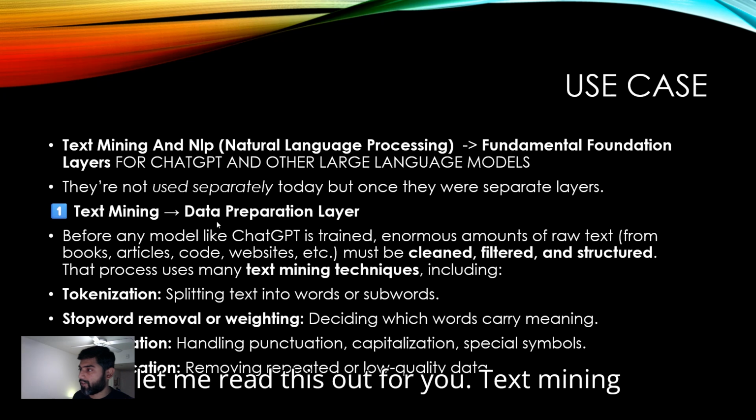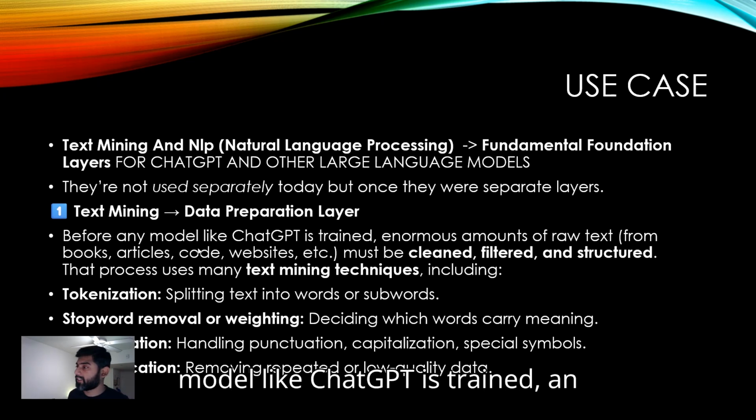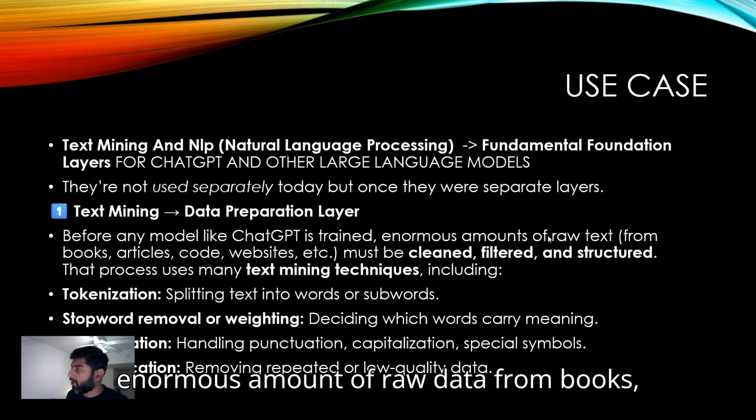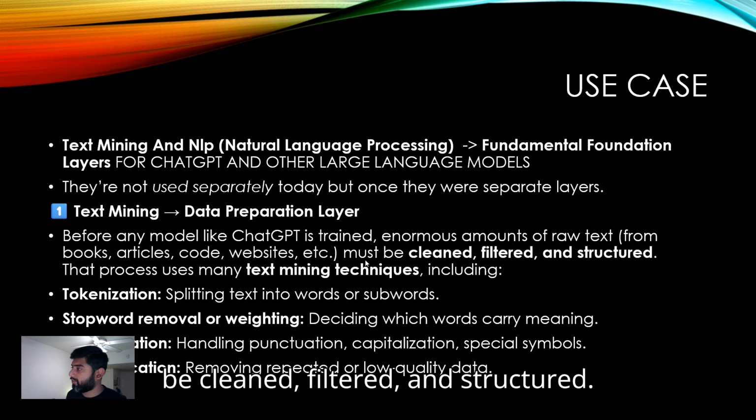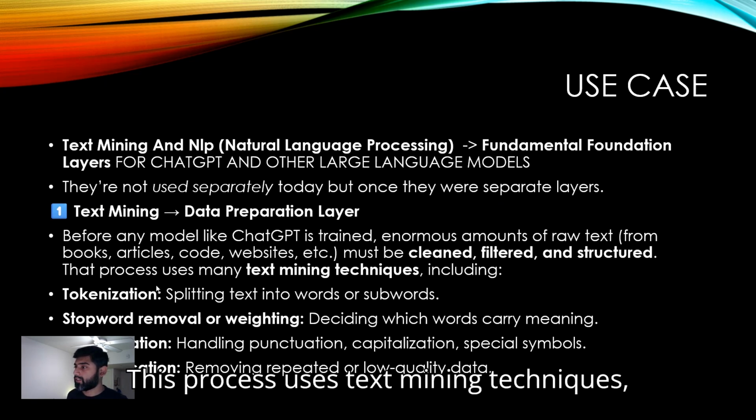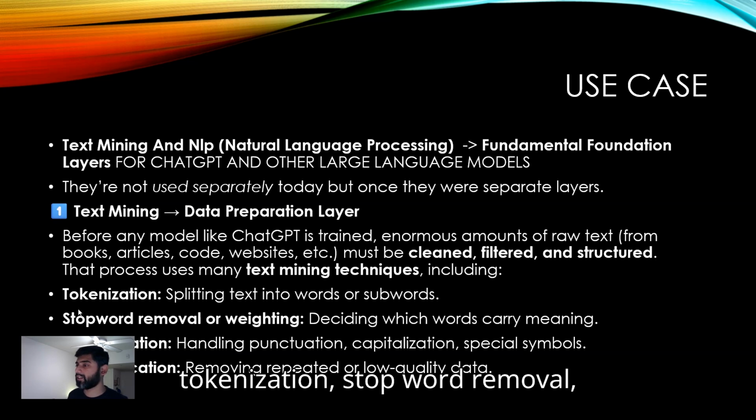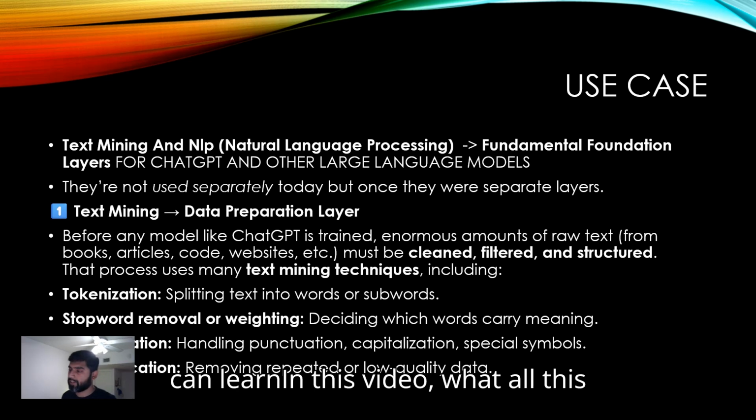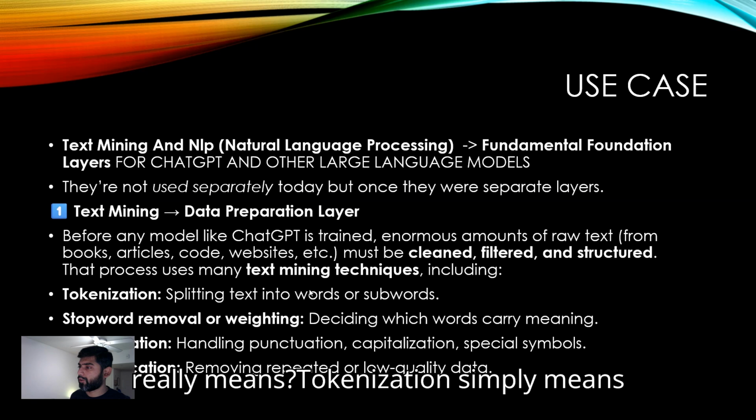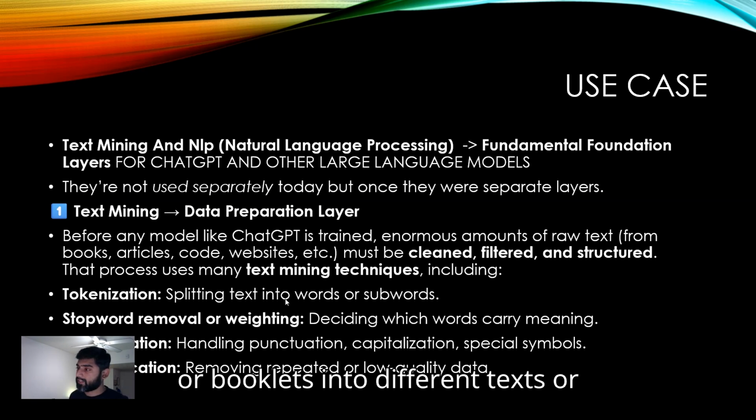So let me read this out for you. Text mining is data preparation layer. Before any model like ChatGPT is trained, enormous amount of raw data from books, articles, code, websites, etc. needs to be cleaned, filtered, and structured. This process uses text mining techniques, including, as we just mentioned, tokenization, stop word removal, normalization, and deduplication. You're going to learn in this video what all this really means. Tokenization simply means splitting the text or sentences or booklets into different words or subwords.